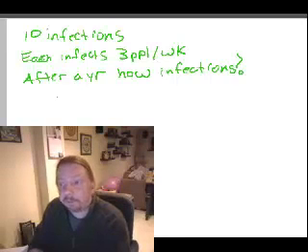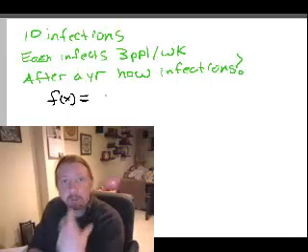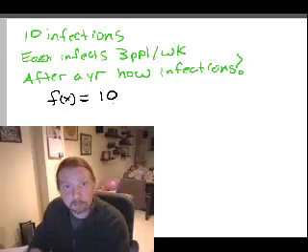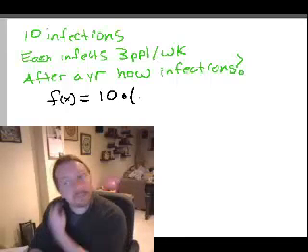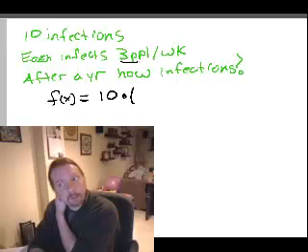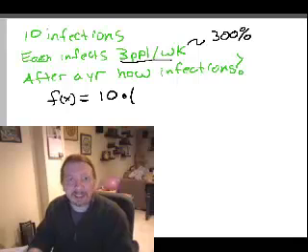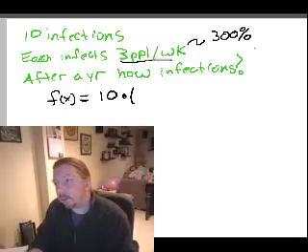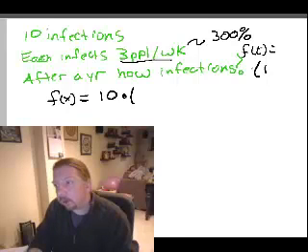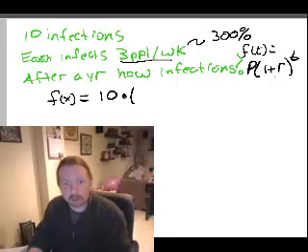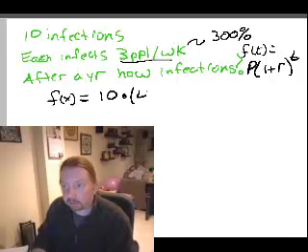So the model, f of x, is going to equal our principal amount that we start with, that's 10 people, times the infection rate. In this case, it's 3 people per week, so that's an infection rate of 300%. When we look at our basic equation, it was f of t equals the principal amount times 1 plus rate, to the t power. So in here we're going to put the number 4.